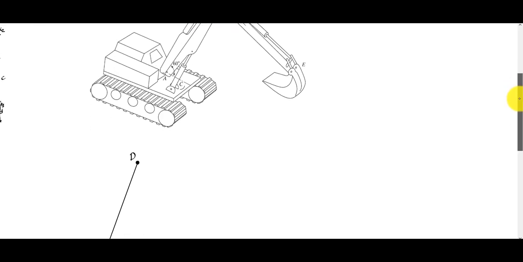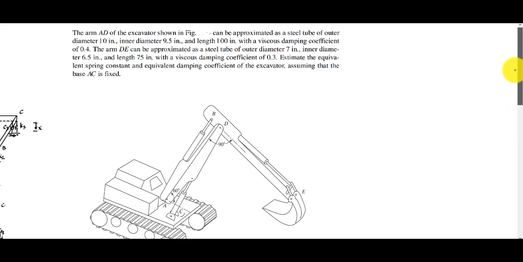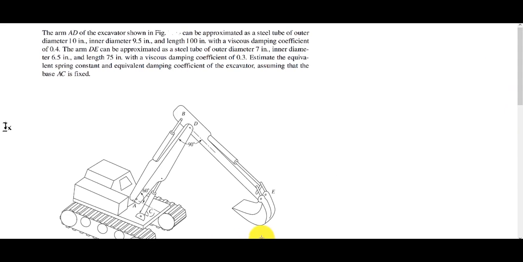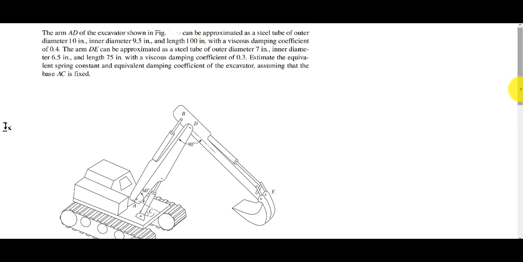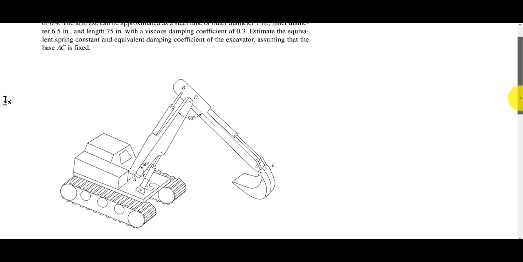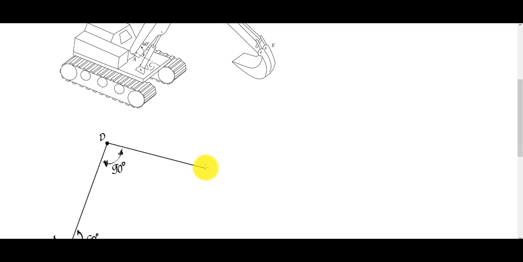So we're forming a triangle. The length of DE is only 75 inches, and the part AD is the longer one, 100 inches in length. So AD is longer compared to DE. I'm going to draw the angle for this part, which is 90 degrees. And the last part is point E.